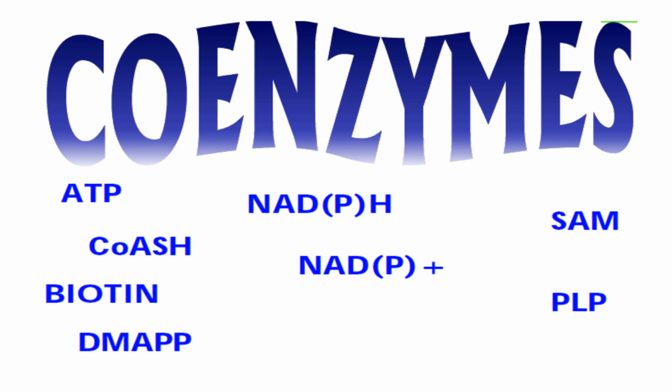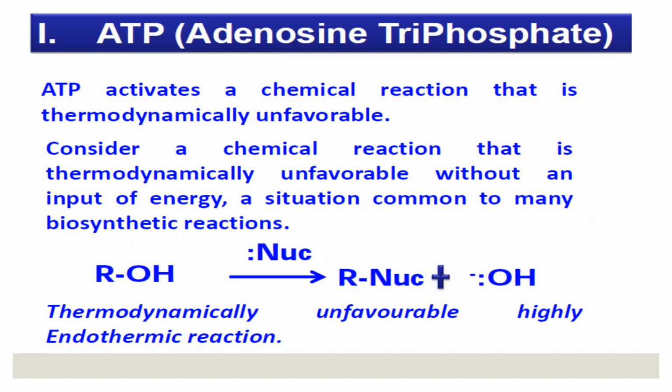These coenzymes include ATP, CoA, NAD, SAM, PLP, biotin, and DMAPP, dimethylallyl pyrophosphate. S-adenosyl methionine is SAM, pyridoxal phosphate is PLP, adenosine triphosphate is ATP, like this. These are specific coenzymes that are very important for the biosynthetic route of secondary metabolites.